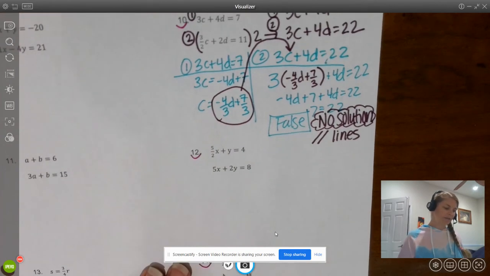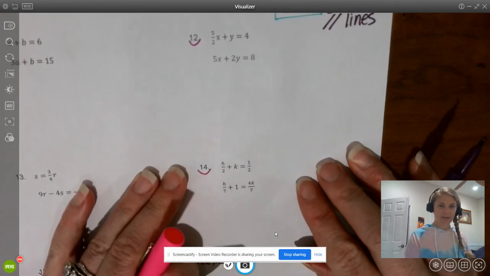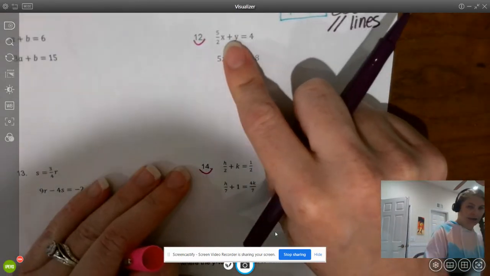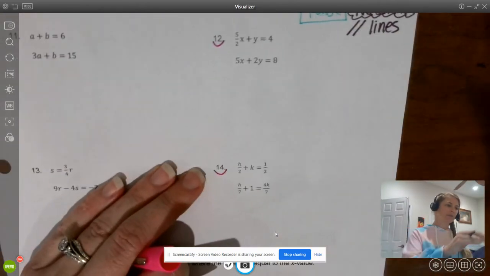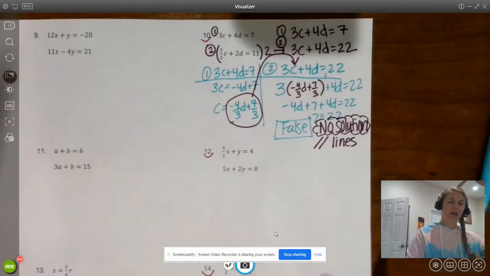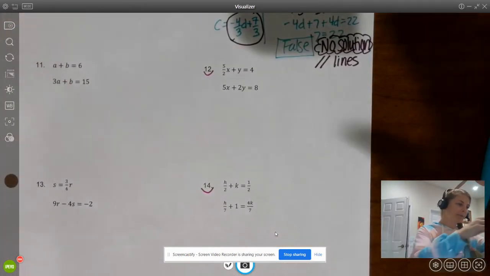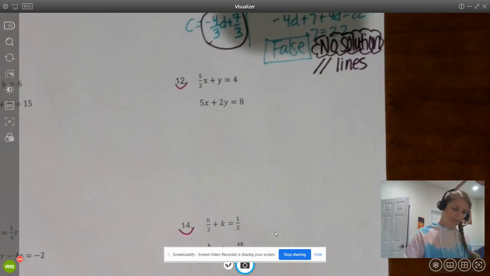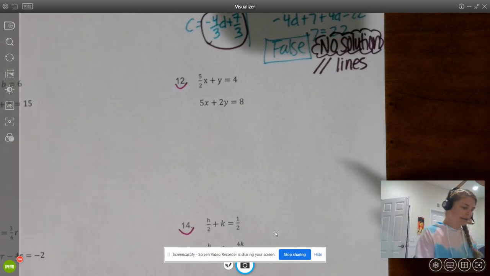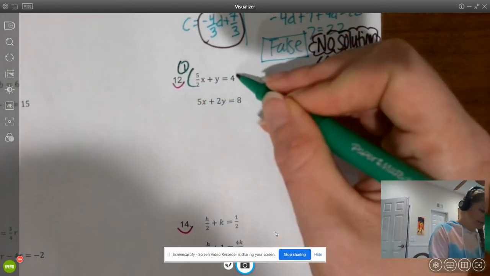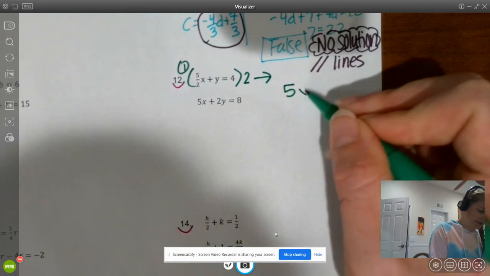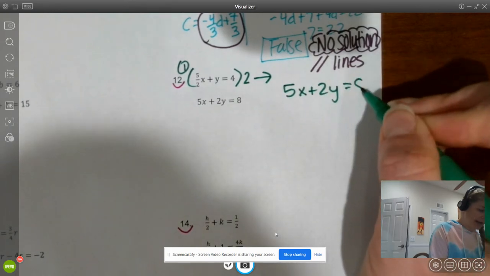Awesome. Okay, let's take a look at the next one, number 12. I said I'd do it with you. So number 12, very similar. I'm noticing I have this fraction, and you can always use your multiplicative property of equality, which tells you you can multiply both sides by the same number, and the equation will still be true. So what I'm going to do here is take equation 1 and multiply both sides by 2. When I do that, I get 5x plus 2y is equal to 8.